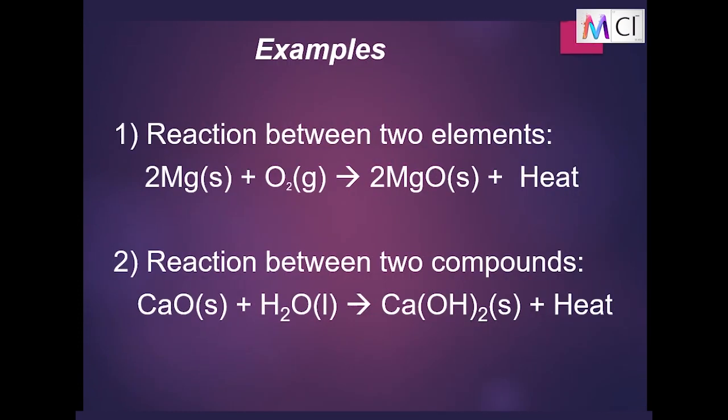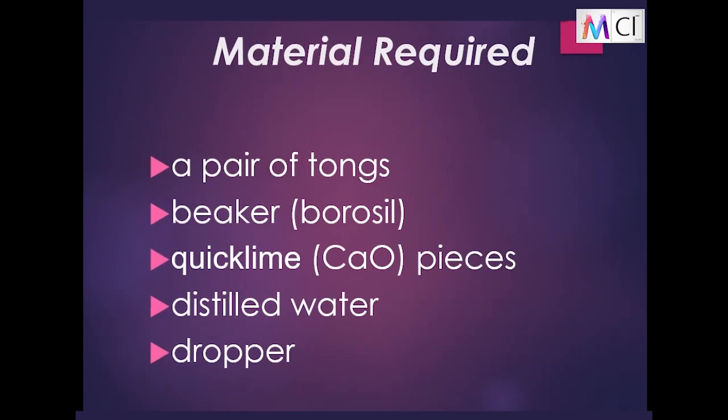Examples: reaction between two elements, 2Mg plus O2 gives 2MgO plus heat. Children, in this reaction, heat is required to initiate the reaction. Reaction between two compounds, CaO, calcium oxide, plus water gives calcium hydroxide, and heat energy is liberated in this reaction. Materials required are a pair of tongs, beaker, quicklime, distilled water and a dropper.